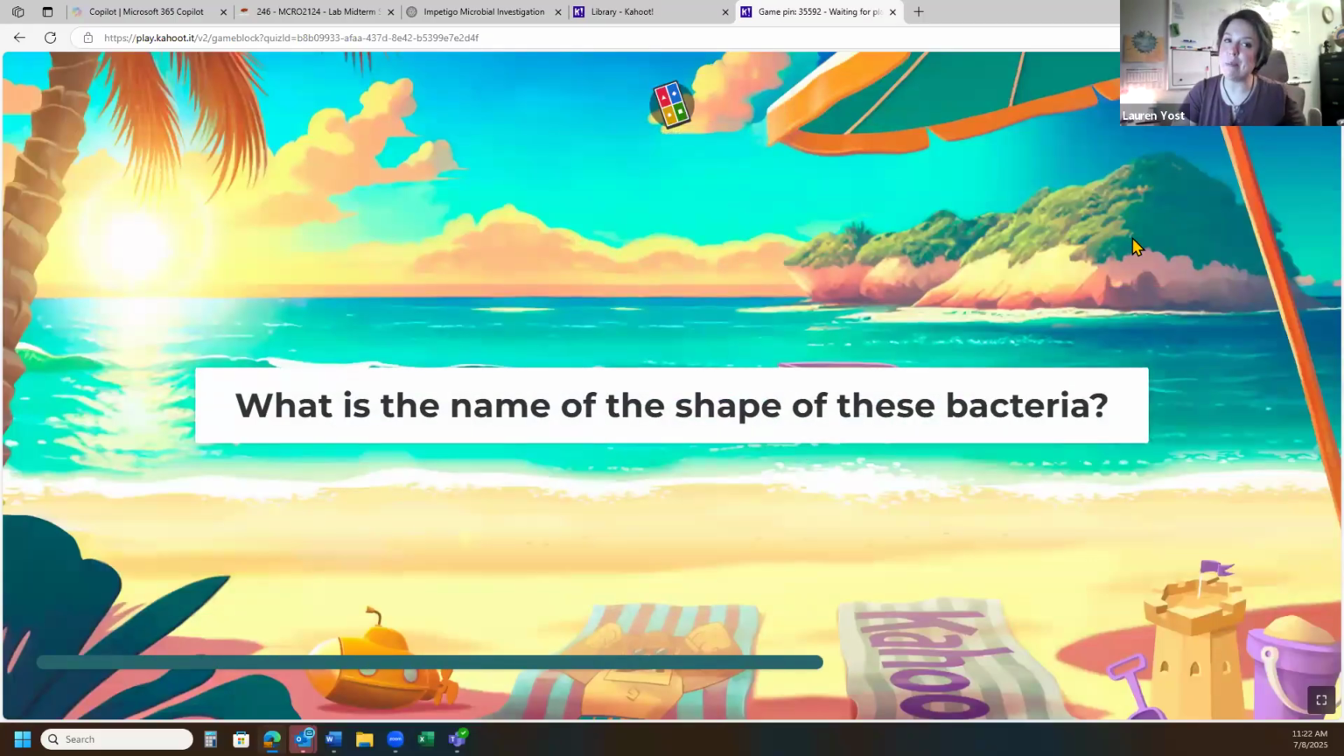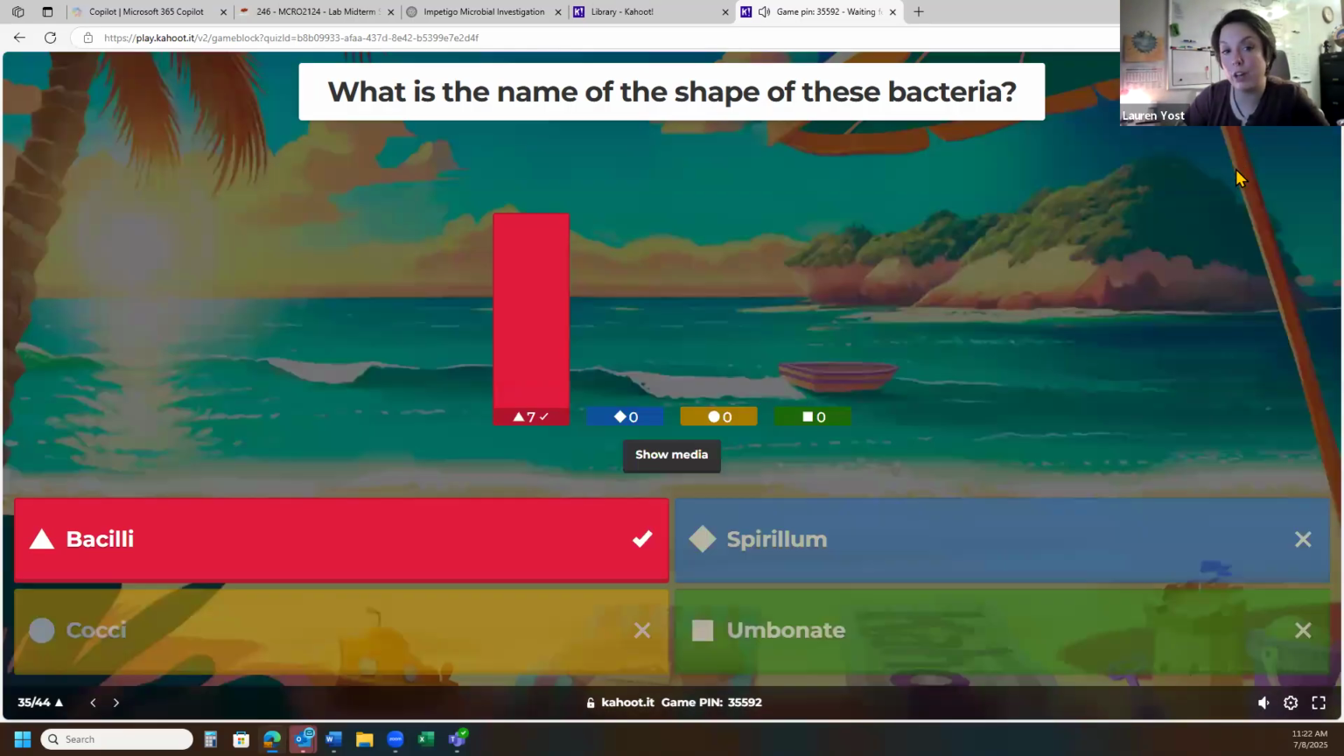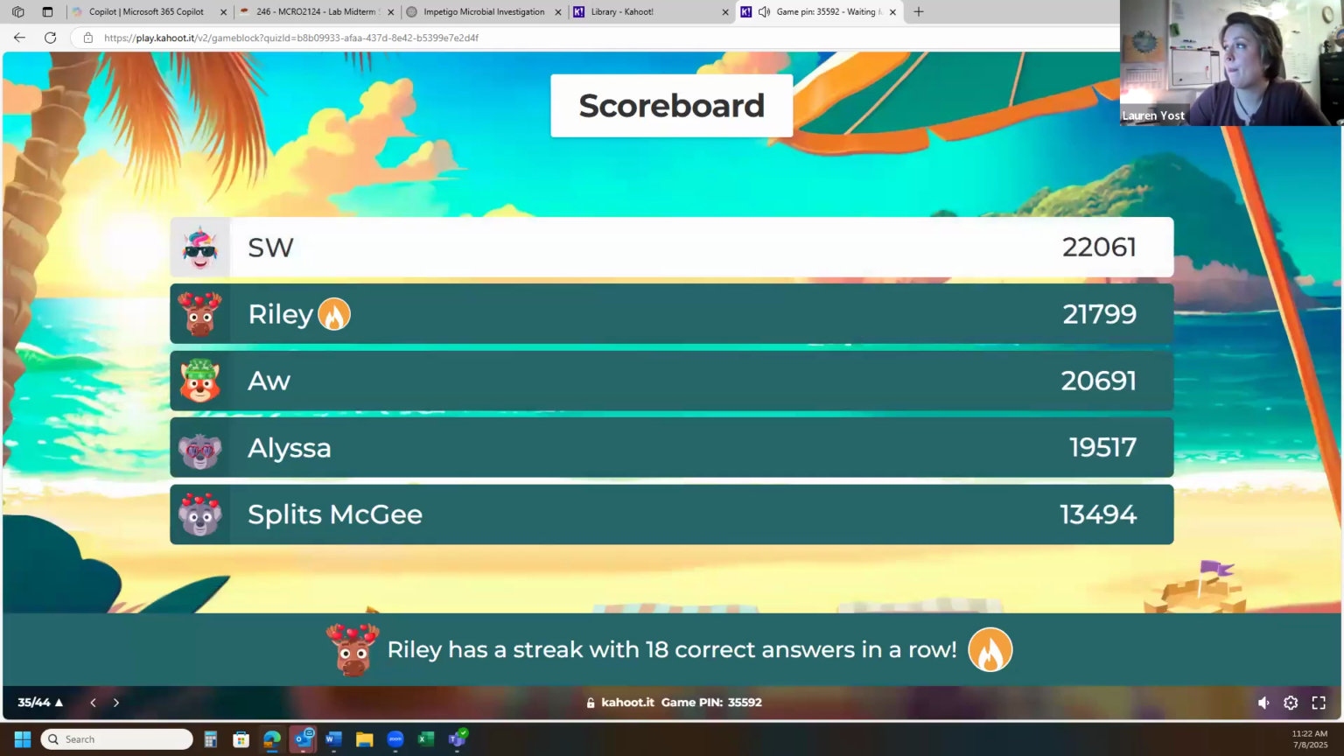What is the name of the shape of this bacteria? Alrighty, so that's bacilli, the rod shape. You only have 2 choices. Only 2 shapes could possibly appear, which would be either bacilli or cocci. There are other shapes, but the only ones that I have are either cocci or bacilli. So it's going to be one or the other.